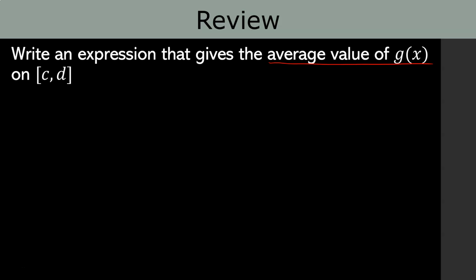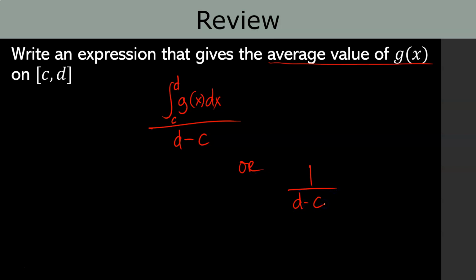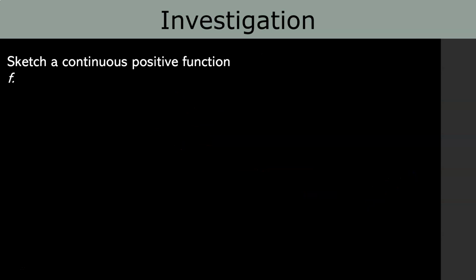So how do you find the average value of g? Well, the average value of g of x is going to be the area under g of x on c to d divided by the width of that interval, d minus c. Or how else could we write this? And this is the form it's going to take. This is going to be 1 over d minus c out front times the definite integral from c to d of g of x dx. That's what we're looking for. Okay, so that's going to come up here in a minute.